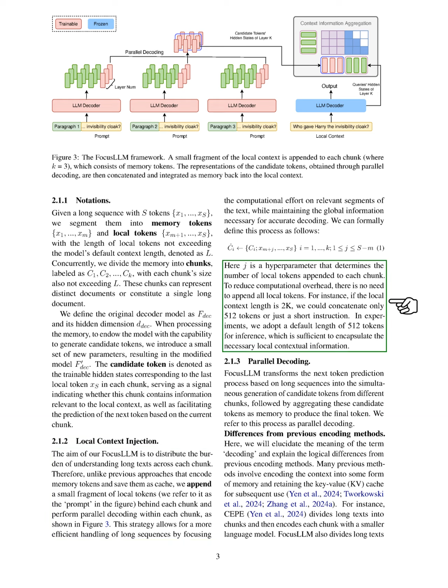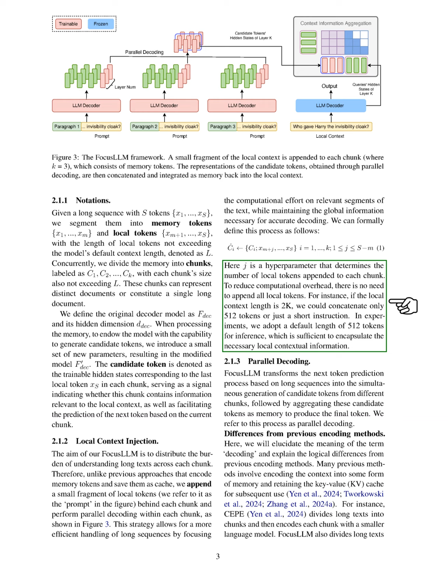We define this process by stating that each segment is updated with local tokens, where the number of local tokens added is determined by a hyperparameter. To minimize computational load, we don't need to use all local tokens. For example, if the local context is 2000 tokens long, we might only use 512 tokens or a brief instruction. In our experiments, we typically use 512 tokens for inference, which captures the essential local context.